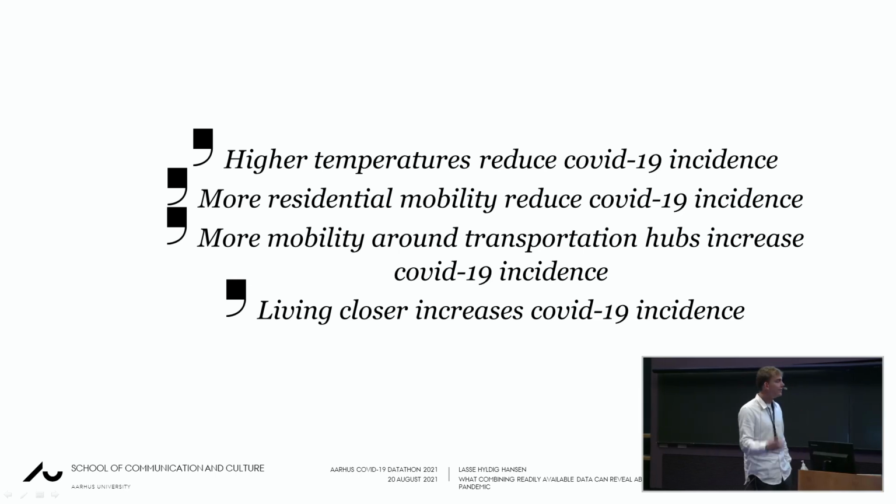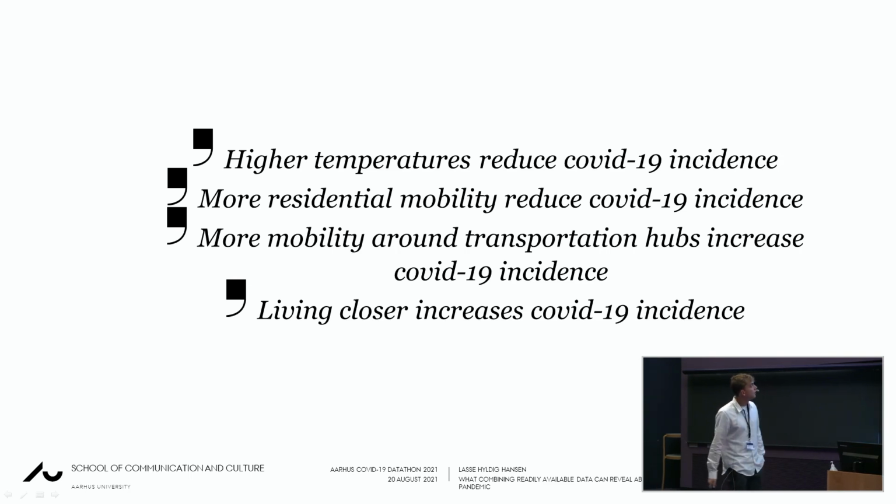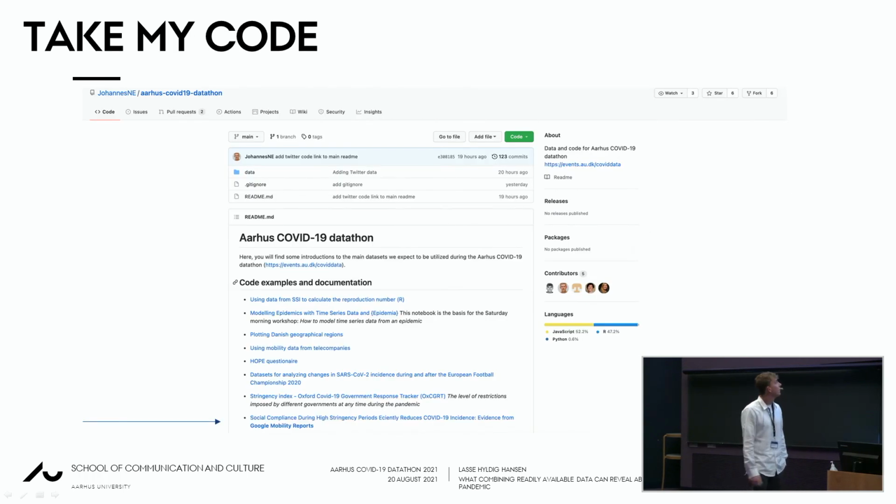More residential mobility reduces COVID-19 incidence in general, so this is an average. This is not the interactions. And mobility around transportation hubs increases COVID-19 incidence. Traveling more, more incidence. Living closer together in municipalities increases COVID-19 incidence.